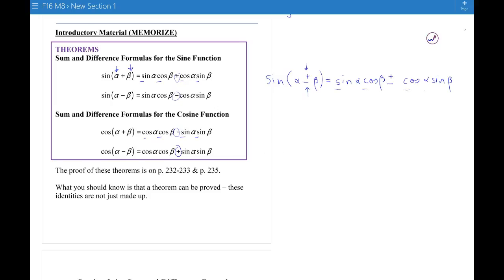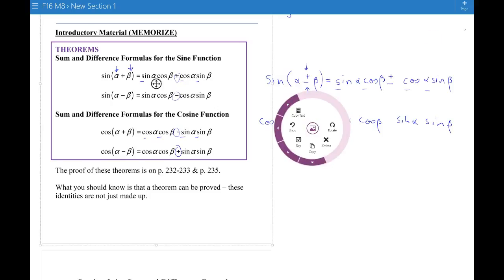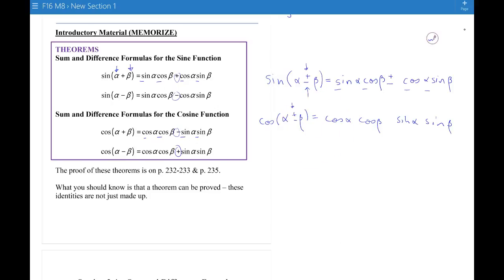Sine, cosine, cosine, sine. Then the cosine of a sum or difference is cosine, cosine, sine, sine, alpha, beta, alpha, beta. But now for cosine, if it's plus in the argument, it's minus in the formula. And if it's minus in the argument, it's plus in the formula. So I remember it as sine, cosine, cosine, sine, cosine, cosine, sine, sine, plus, minus, minus, plus. So work on memorizing those.